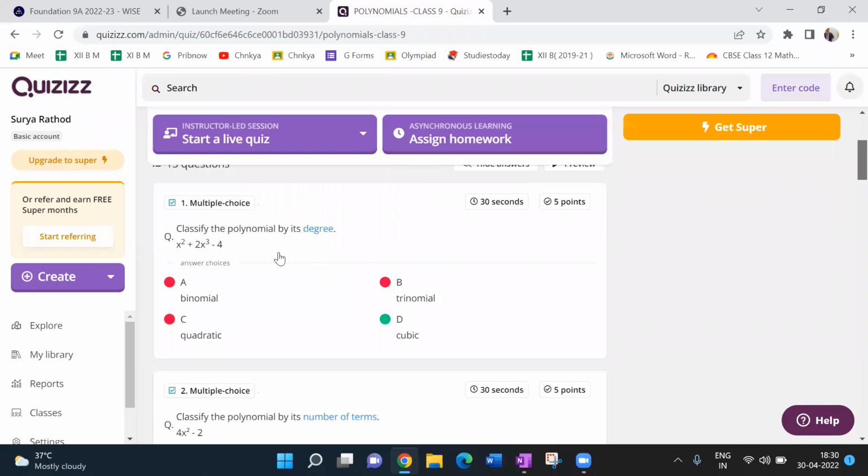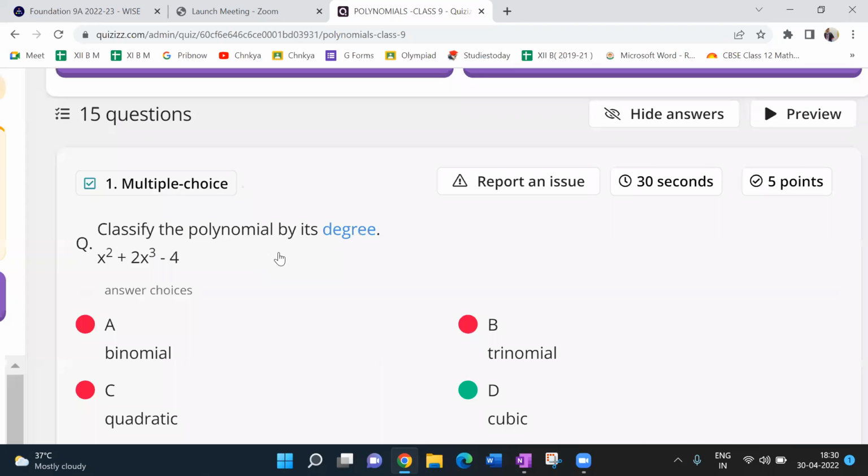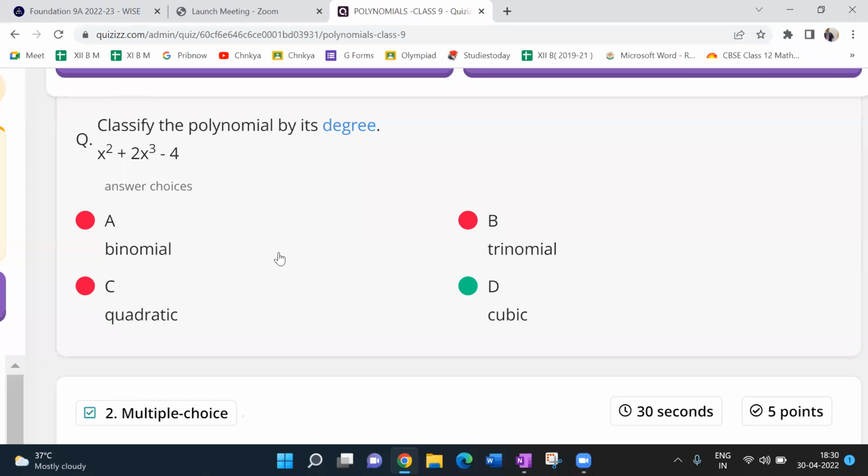Look at the first question here. Classify the polynomial by its degree. What is the degree? Cubic. Degree is 3. Can you see that? Sir, it's 3, sir. Cubic, sir. Cubic. Yes, sir.